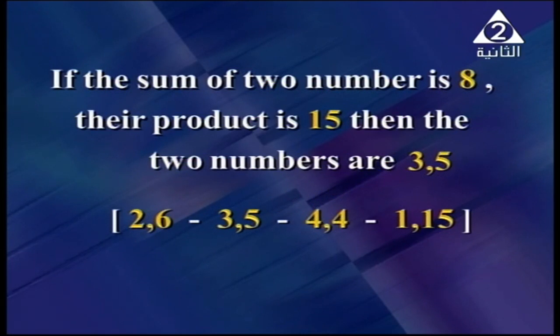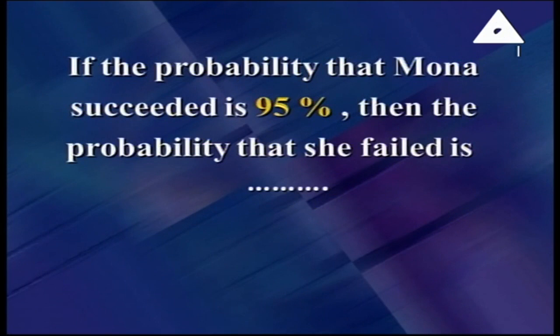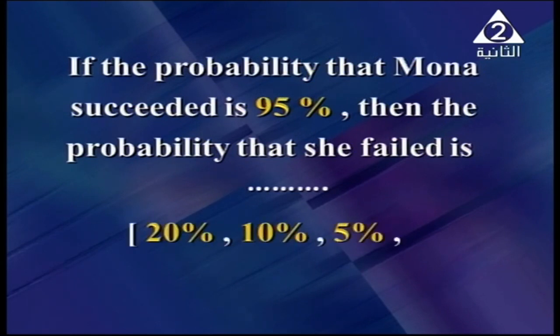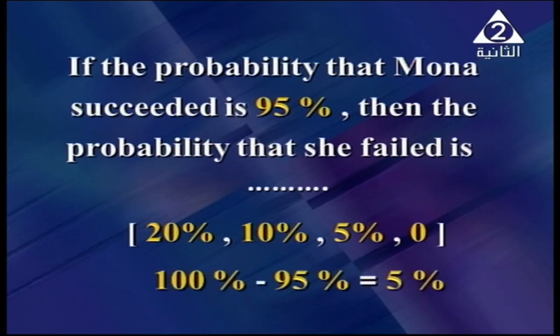Let us have another example. If the probability that Mona succeeded is 95%, then the probability that she failed is what? Is it 20%, 10%, 5%, or 0? Of course, you know that the total percentage of the probability is 100%, as it is equal to 1. So in this case, we can say that 100% minus 95% gives an answer of 5%, which is the third choice.